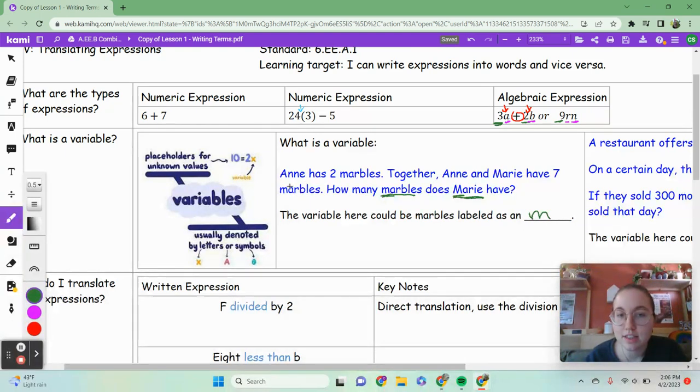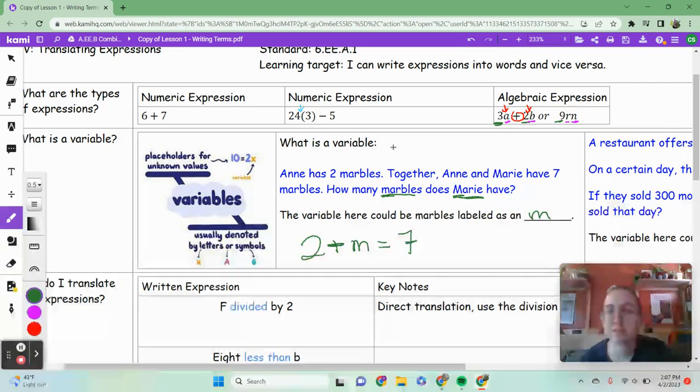When we want to write this as an expression, we're not necessarily looking to solve this expression or this equation. This is going to end up being an equation. We're not looking to solve it, but we want to write it out so that we know how to solve it, or we have something to solve in the future. You could probably look at this and see how to solve it, but we want to write it as an equation. Anne has 2 marbles. That's something we know. We do not know how many marbles Marie has, but we know that when we add them together, they have 7. So that's how we write that expression.